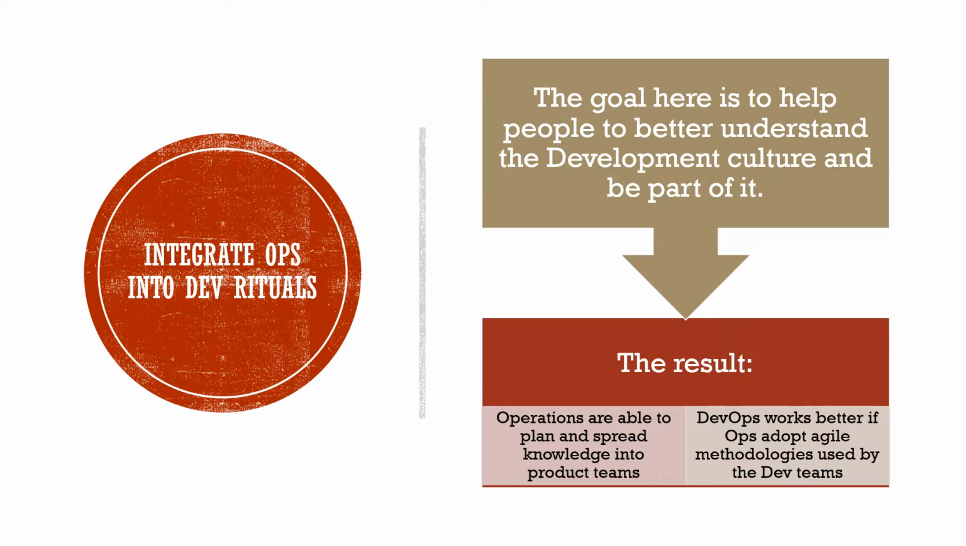Ops need to be a part of the dev process and vice versa, so operations are able to plan and spread knowledge into product teams. This happens when people familiarize themselves with the development culture. Dev practices and methodologies are well organized, and ops need to be in the same context of these practices and methodologies.